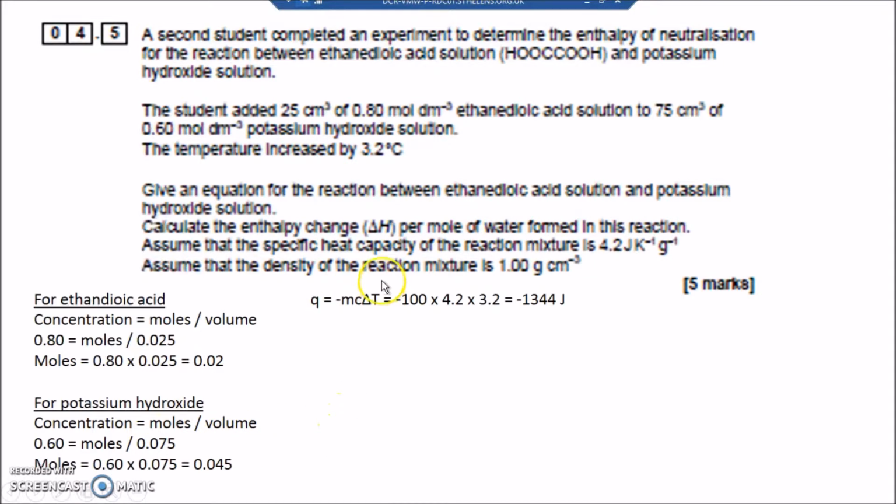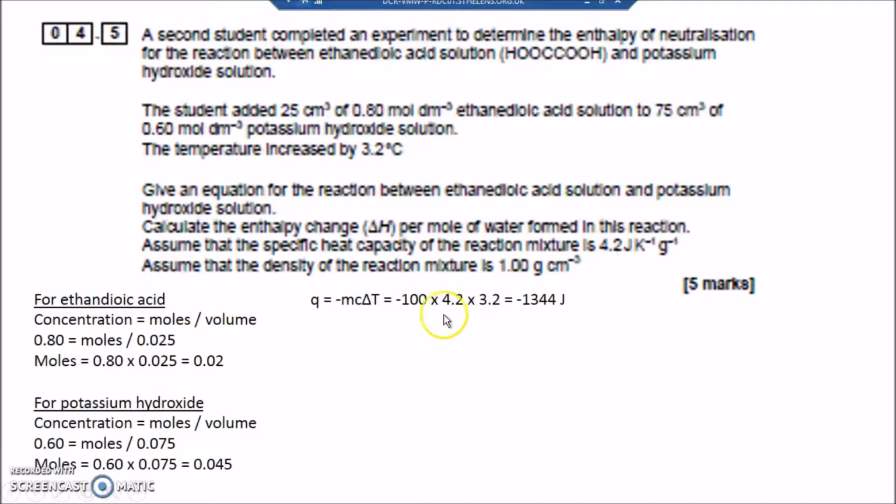Okay, the next bit then. I know that I've been given a temperature change, and more importantly a specific heat capacity, and the only equation that I know with specific heat capacity is Q equals minus mc delta T, or delta H equals minus mc delta T. What's the mass? Well, the mass is the volume of the liquid. I've used 25 centimetres cubed and 75 centimetres cubed, so I've used 100 centimetres cubed of solution, and it says assume the density of the reaction mixture is 1 gram per centimetre cubed. So 1 centimetre cubed is 1 gram. I've got 100 centimetres cubed, so I've got 100 grams of liquid. Remember, it's the liquid: this equation refers to the amount of liquid that you have that you're heating up.